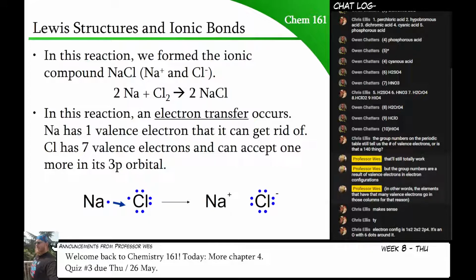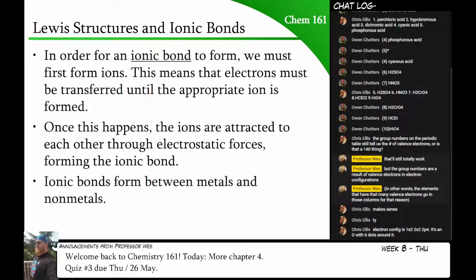So if I do this, now my Lewis structures look like this. And then those two ions are attracted to each other to make an ionic bond because they have opposite charges. And so those opposite charges hold the ions together. Oh, excuse me there.